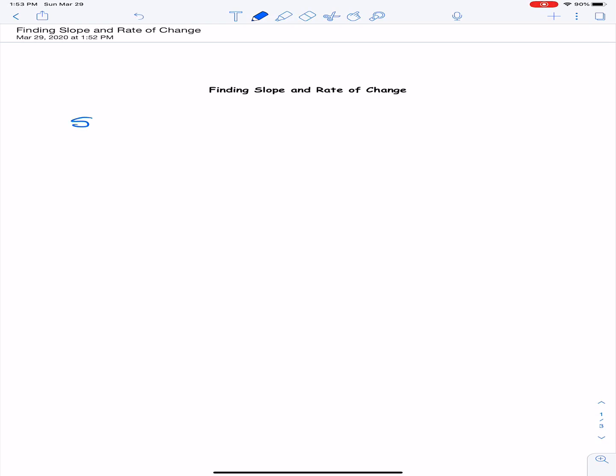So let's say slope is the delta, or what we say the change in the rise, over the delta in the run of a graph. Okay? Now, this is, in my opinion, a little misleading because rise means we're going up, and run means which way we're going, in the left or right direction.